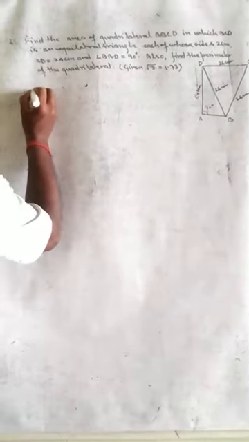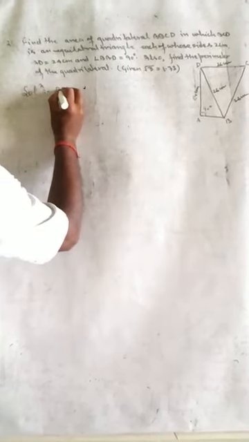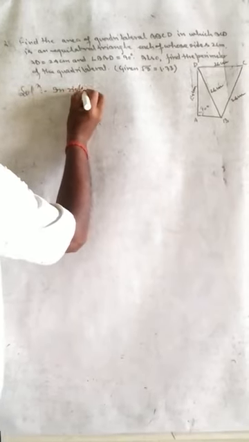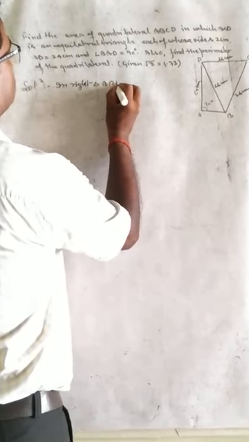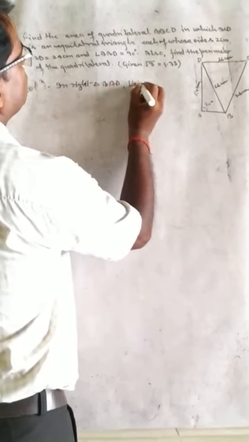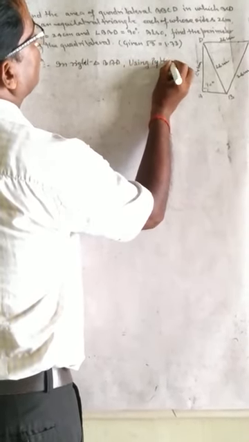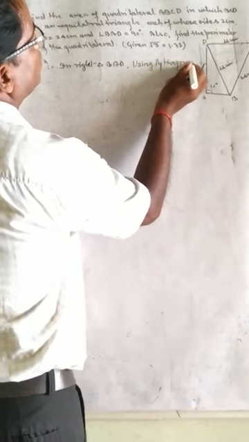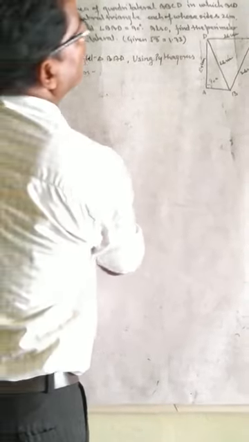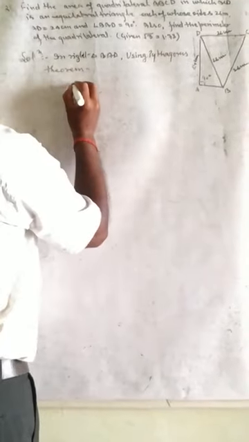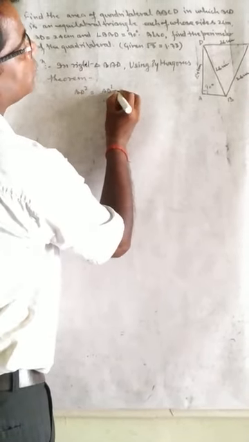Solution: in right triangle BAD, using Pythagoras theorem. What can we write using Pythagoras theorem? BD square is equal to AD square plus AB square.